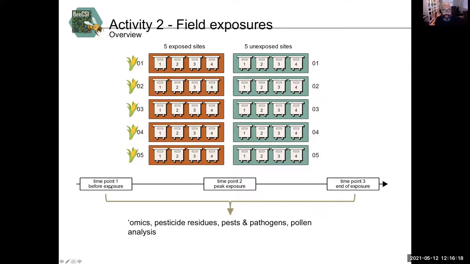We get a measure at time point one, right when the colonies were randomized, a measure at time point two, representing peak exposure, when most of the flowers are in bloom. And then time point three is when the colonies are moved away from the crop. At every one of these time points, we do a full pesticide screen, looking for over 220 different agrochemicals. We test for pests and pathogens, and we're also collecting the pollen that the bees bring back to the colony to do a pollen metagenomic analysis to molecularly identify the pollen that bees are bringing in.